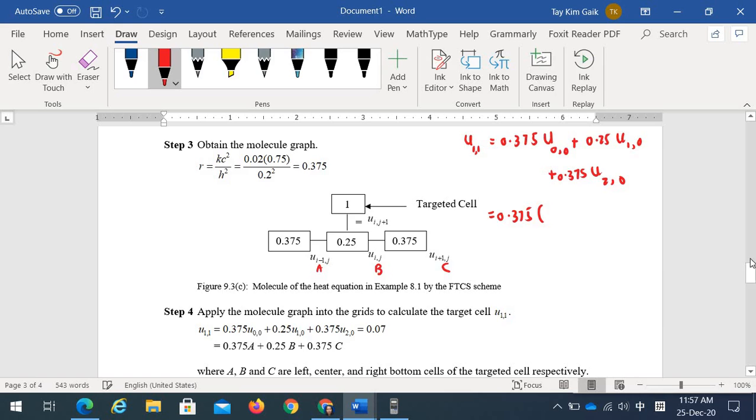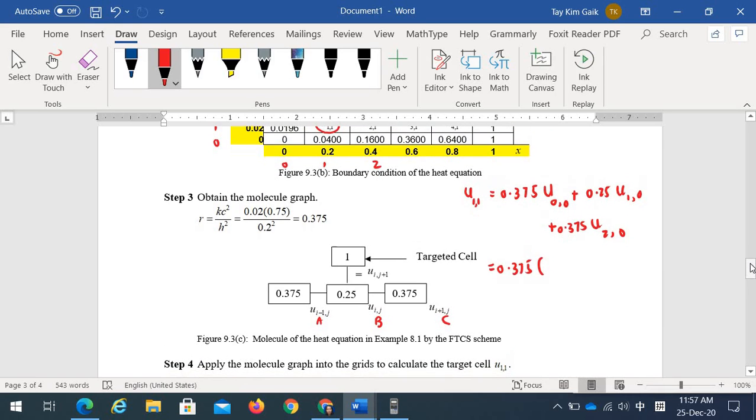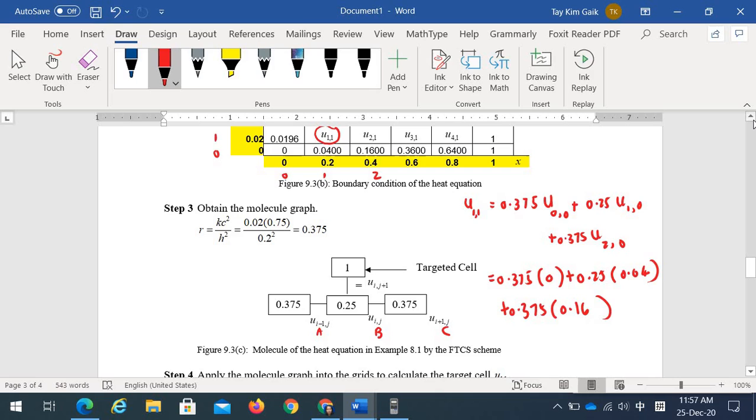0.375, look at the value U00, plus 0.25 by 0.04 plus 0.375 by 0.16. No need to write this step, because you would be writing it 6 times here. Okay, U11 initially plug into the formula.